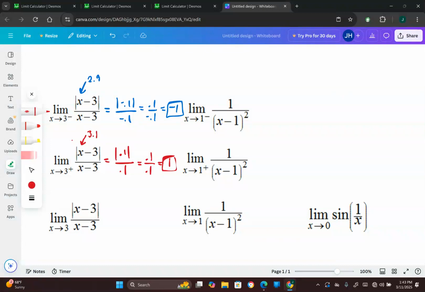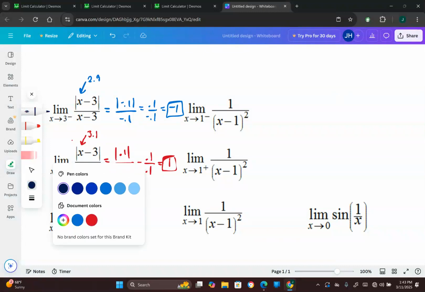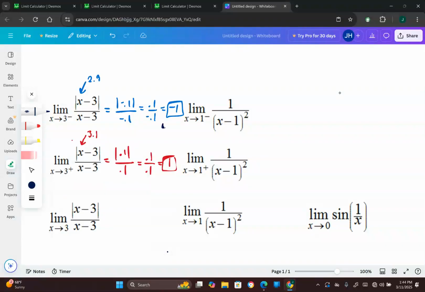Now, if you watched one of the previous videos, when you look at a limit, the left-hand limit up here equals -1, but the right-hand limit here equals 1. So we are going to say this limit does not exist. The reason is that the left-hand limit did not equal the right-hand limit. If your left-hand limit does not approach the same value as your right-hand limit, the limit is said to not exist.